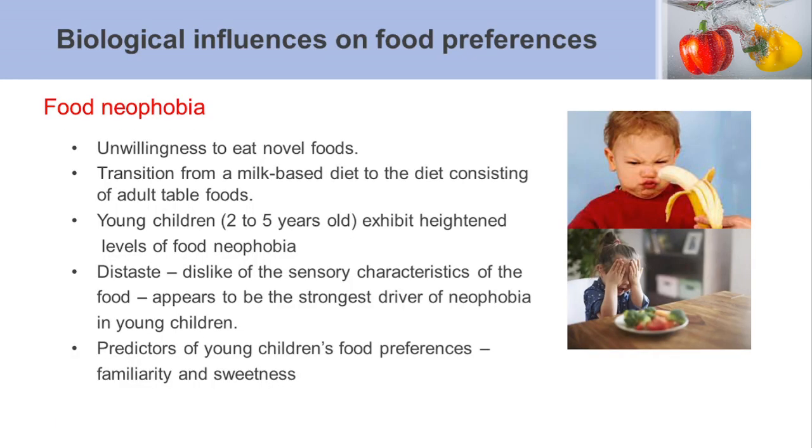After the breastfeeding period, when children are introduced to new foods, they are mostly unwilling to eat them. This is called food neophobia. Food neophobia is especially high in children from 2 to 5 years. We have to compel them so much to make them eat food. They may not find the taste of the food appealing. This distaste is the strongest driver of neophobia. During childhood, children usually prefer foods which are familiar to them and those which are sweet in taste.